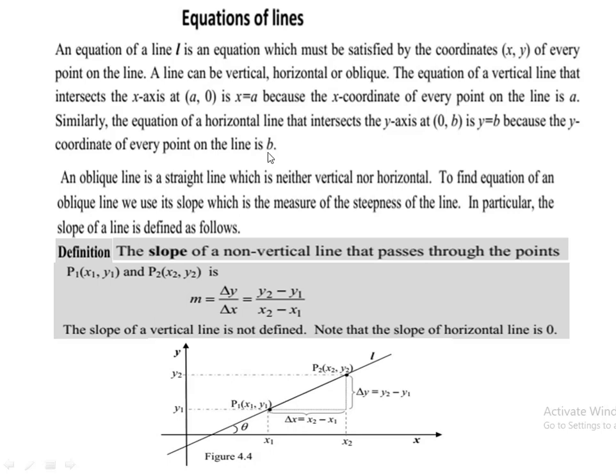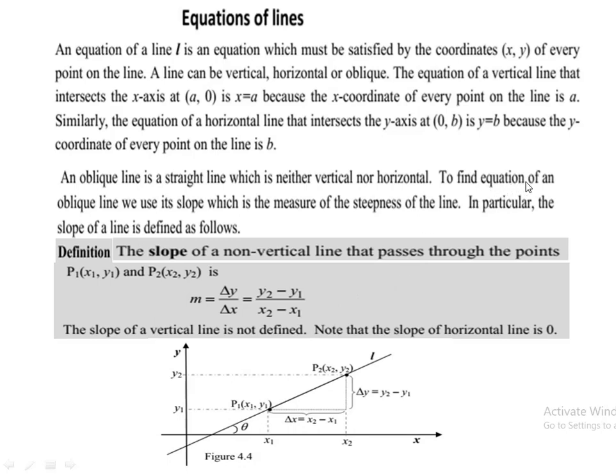The other one is the oblique line, which is simply a straight line that is neither vertical nor horizontal. Therefore, a straight line which is neither vertical nor horizontal is called what? The oblique line.